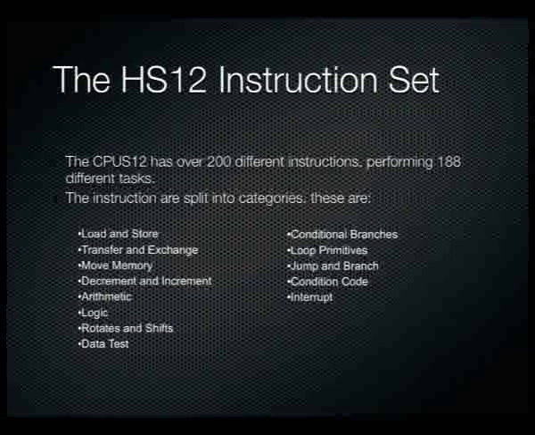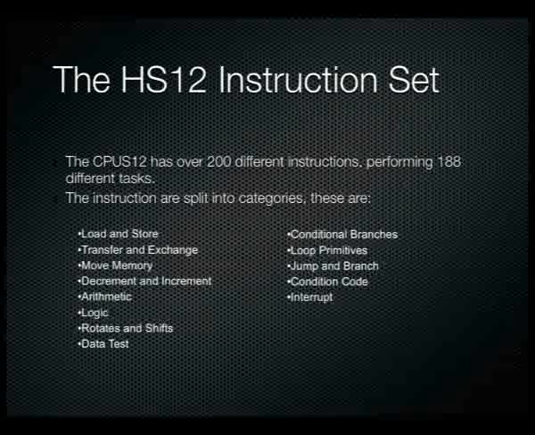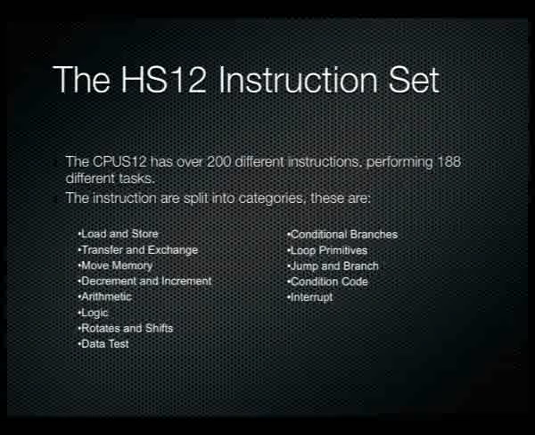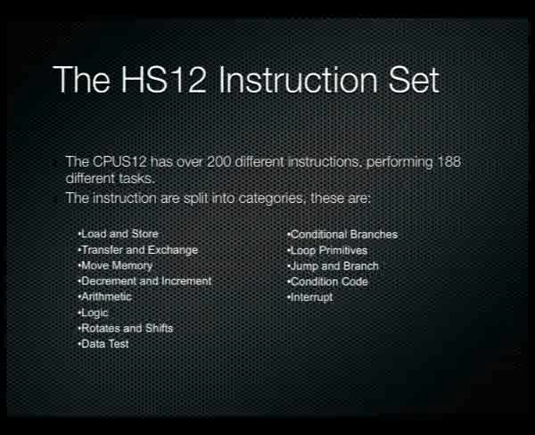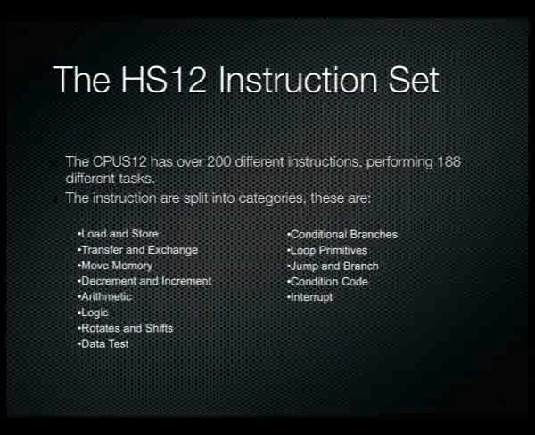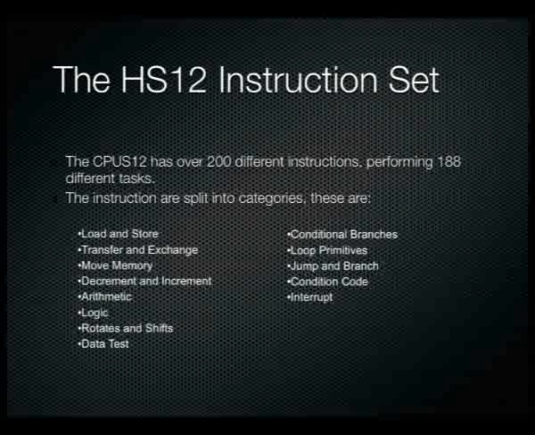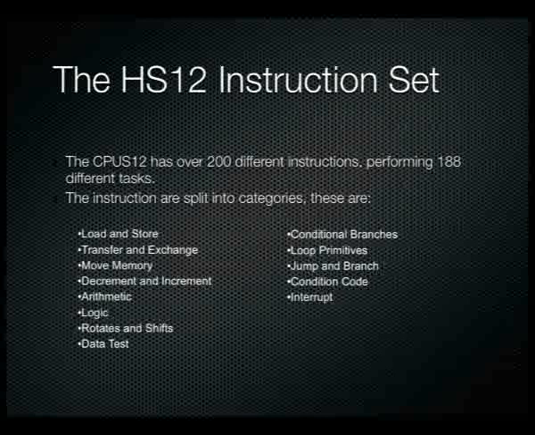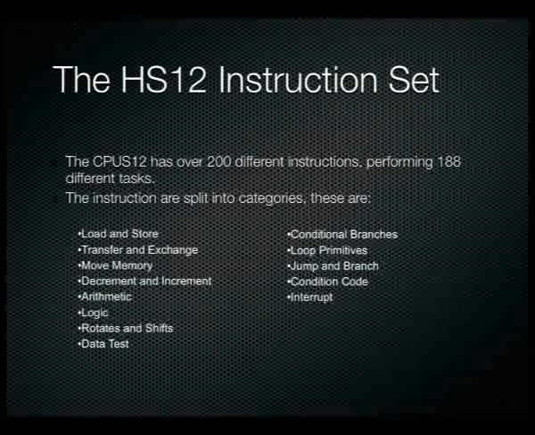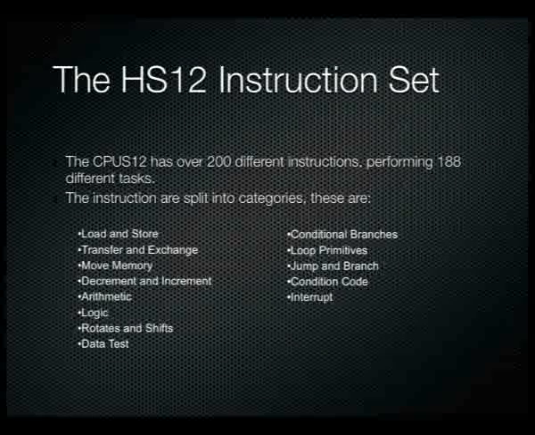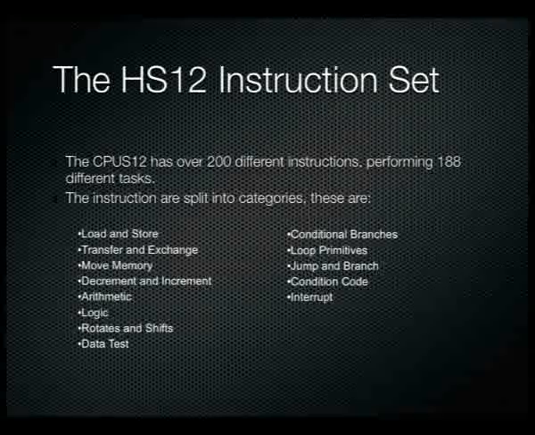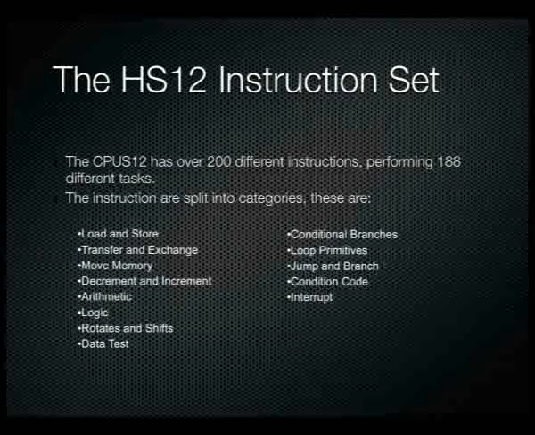We have loop primitive commands, because one of the key things that we do a lot in our programming is iterative loops. So we have loop primitives, which are instructions designed purely to easily implement loops. We have jump and branch commands, so these are our unconditional jumping around throughout our code. We also have condition code tests, so we can test various conditions, and of course we have interrupt based commands as well, so we can control our interrupt subsystem.